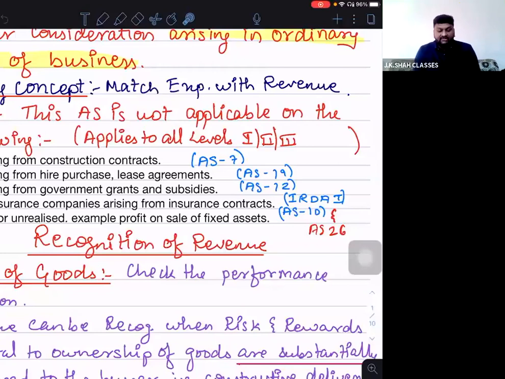So let us move ahead with the most important part, that is recognition of revenue. Now, sir, before going to the recognition, please understand that a particular enterprise majorly earns revenues from these 3 areas. I'll repeat my point. An enterprise earns revenues majorly from these 3 areas. Area number 1, sale of goods.